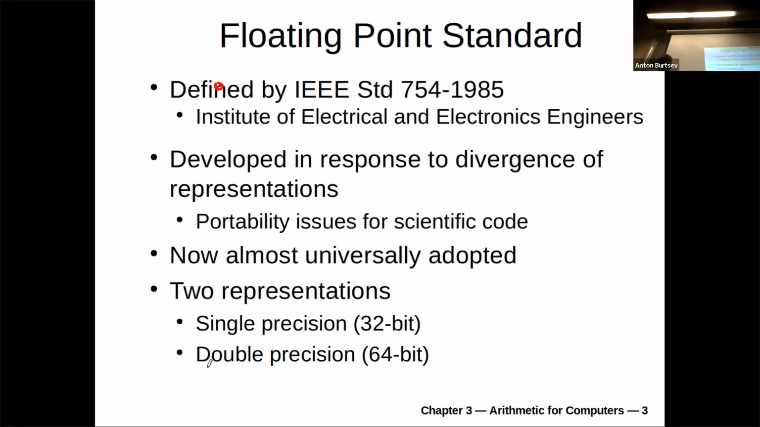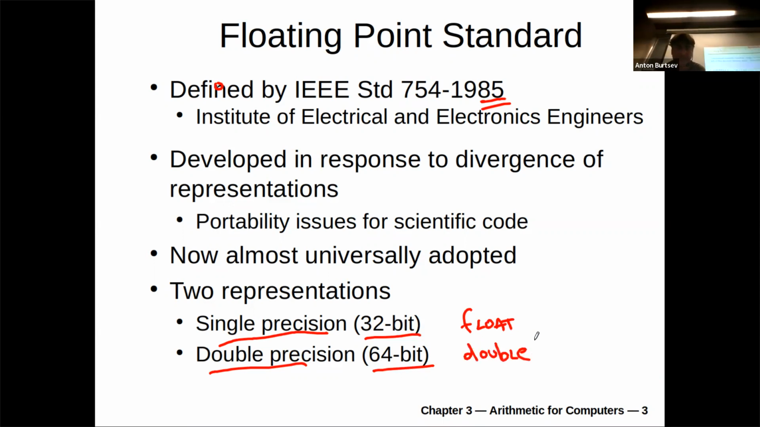This standard was introduced by IEEE in 1985. There was a revision to this standard, but essentially today it is the most universally adopted standard for representing floating point numbers, or real numbers. There are two representations. One is called single precision, which in the C language, and C++ as well, you will write as float. The other is double precision, which instead of 32 bits takes 64 bits, and this is called a double.